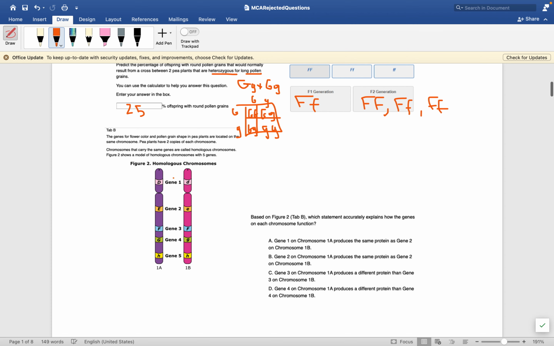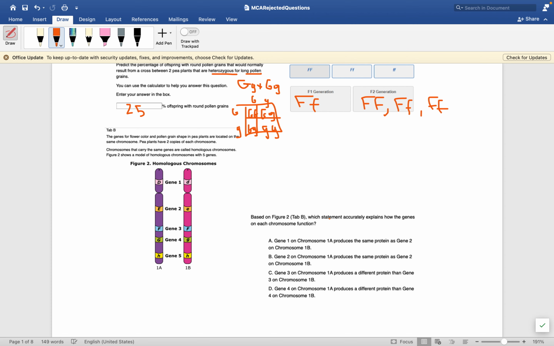Okay, moving on. Figure 2: the genes for flower color and pollen grain shape in pea plants are located on the same chromosome. Pea plants have 2 copies of each chromosome. Chromosomes that carry the same genes are called homologous chromosomes. These are my homologous chromosomes, one from mom, one from dad. You can see that this is chromosome 1 from both mom and dad, and so maybe A is mom and B is dad. Figure 2 shows a model of homologous chromosomes with 5 genes: 1, 2, 3, 4, 5.